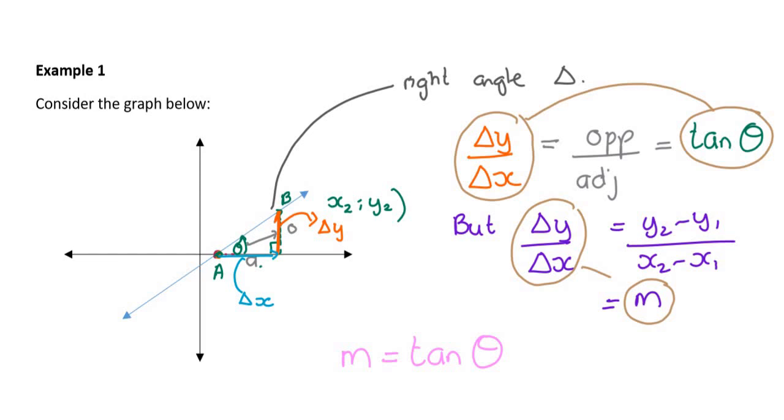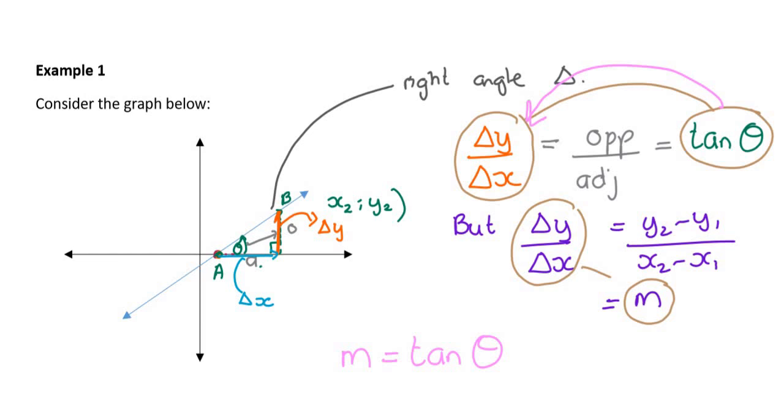So let me just quickly recap here. I made a right angle triangle so that I could see what was the opposite side and what was the adjacent side, so I could use trig with theta. And I realized that opposite over adjacent was change in y over change in x, which means tan of theta is change in y over change in x.